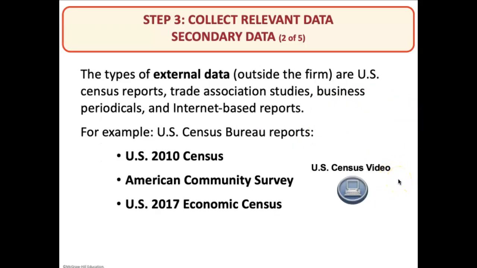Other types of external data outside the firm are U.S. Census reports that I've talked about before, trade association studies, business periodicals, internet-based reports. Examples of U.S. Census Bureau reports include the 2010 census, and of course the 2020 census is going on right now. There's also the American Community Survey, which includes data that's collected on a yearly basis, and you also have the 2017 economic census. So I encourage you to go visit the census website at census.gov and explore the data that's there.